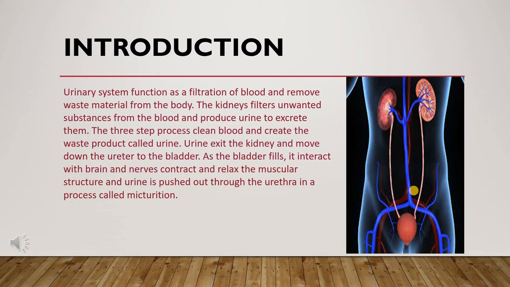The urine exits the kidney and moves down the ureter to the bladder. As the bladder fills, it interacts with the brain and nerves contract and relax the muscular structure, and urine is pushed out through the urethra in a process called micturition.